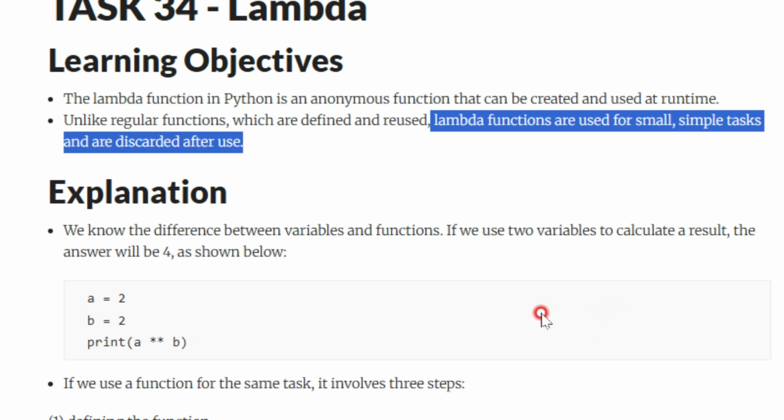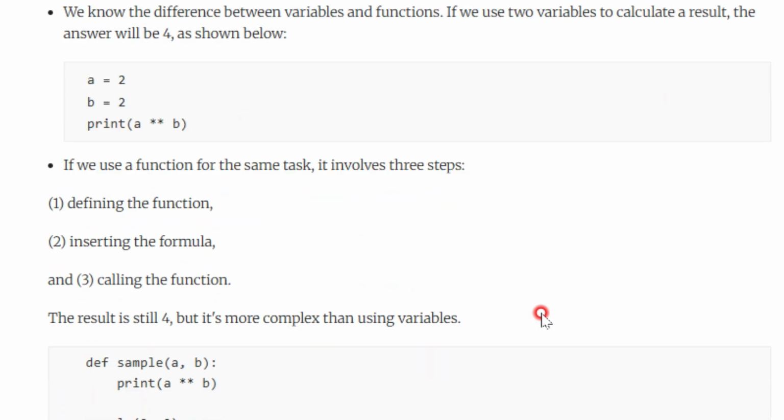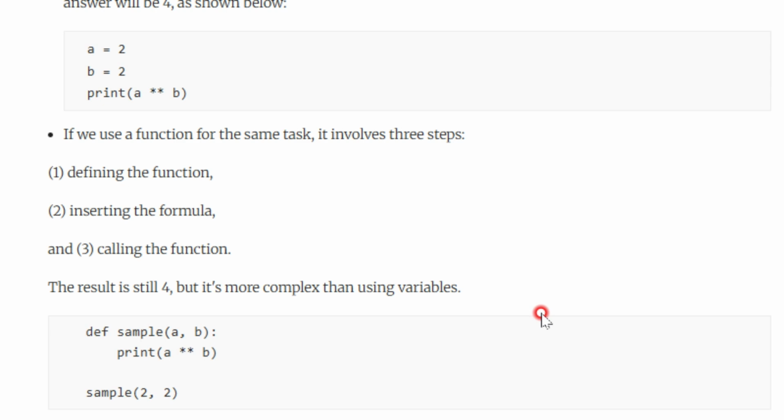First, let's recall how we normally do calculations using variables. If we have two variables, a and b, both set to the value 2, and we want to calculate a raised to the power of b, we simply print the result. The answer is 4. Now instead of using variables directly, let's use a function.